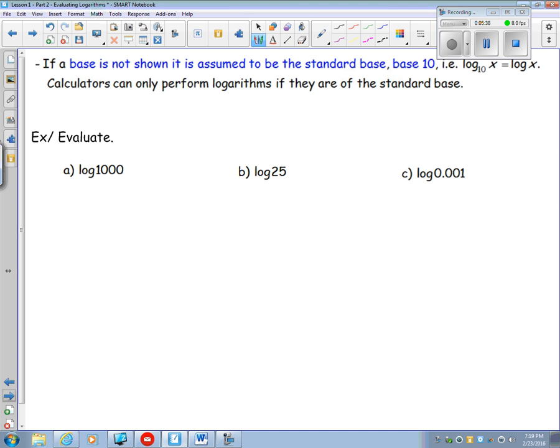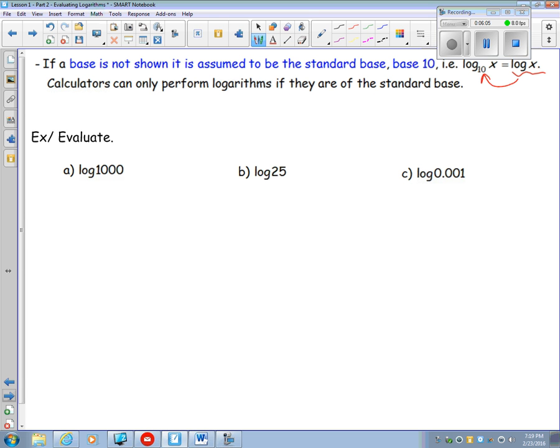Okay, last little thing. Sometimes we deal with our calculators, and our calculators are programmed to do the standard base. We call that base 10. So when you don't see a base, like over here, log x, it really means log base 10 of x. And that's what our calculators are programmed to do. Okay, so if you want to find a logarithm using your calculator, it can only do base 10. And if you don't see a base, it's assumed to be base 10.